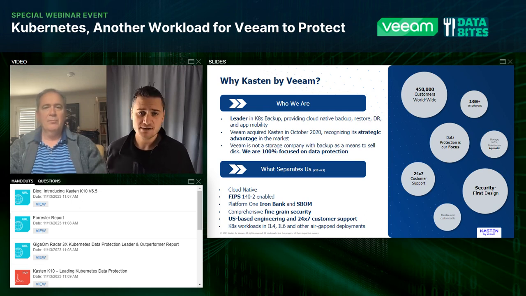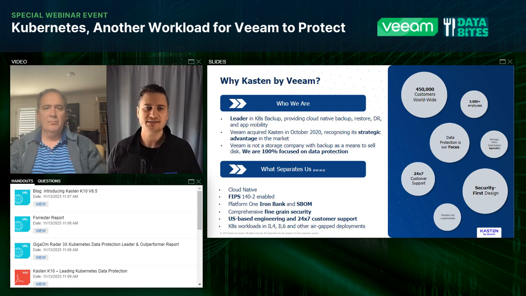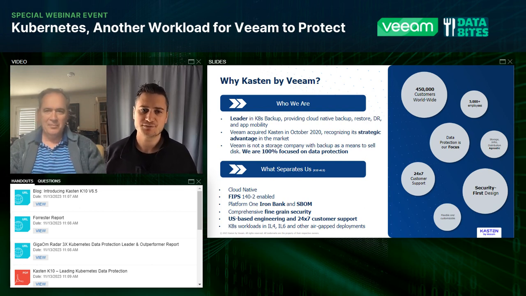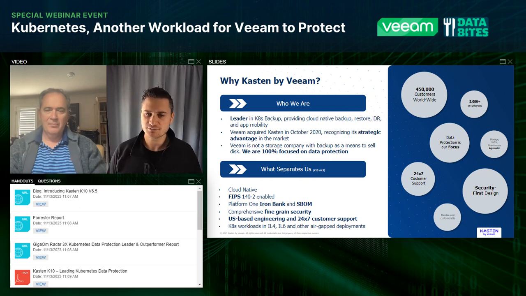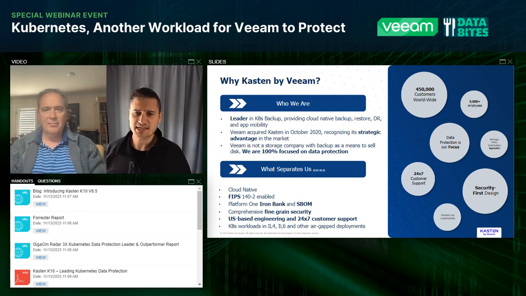Veeam acquired Kasten in October of 2020, recognizing Kasten's position in the marketplace as the leader in Kubernetes backup. So it's a strategic advantage for us. We are now all Veemers, or at least Matt and I, everyone presenting on this call. It's a strategic advantage to be able to back up these workloads, and it is fundamentally different than traditional VM backup. And last point here, I'll attribute the credit to my colleague Matt Schmidt. He was the one that really highlighted this when I built this slide.